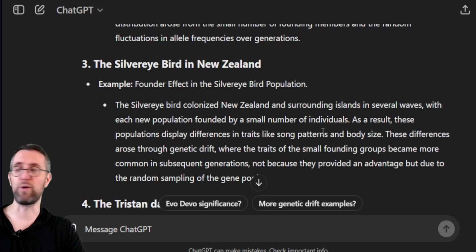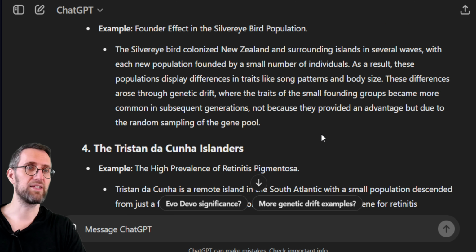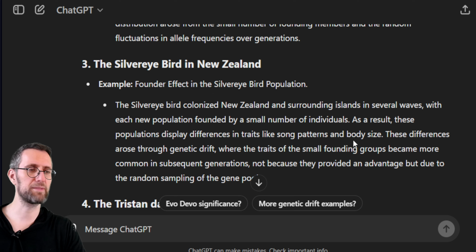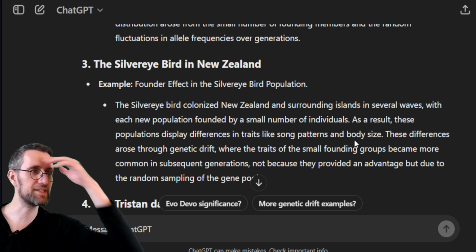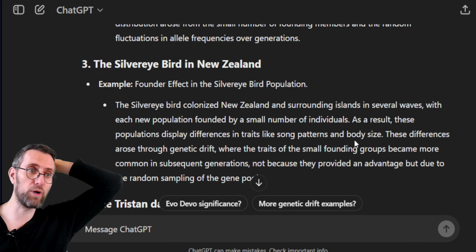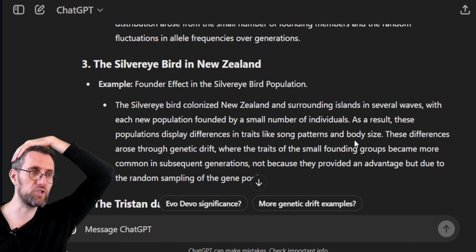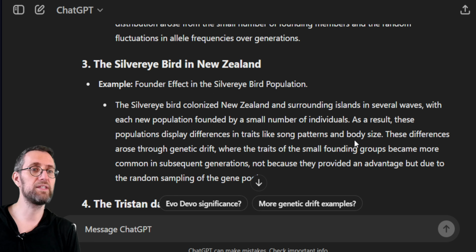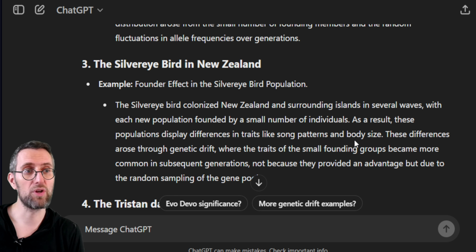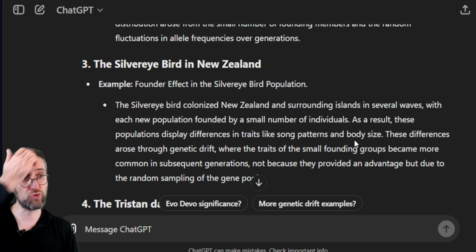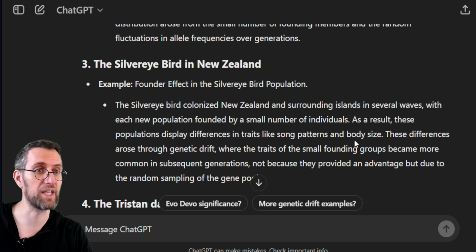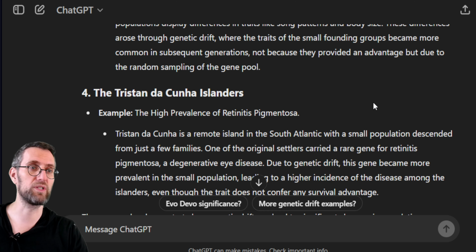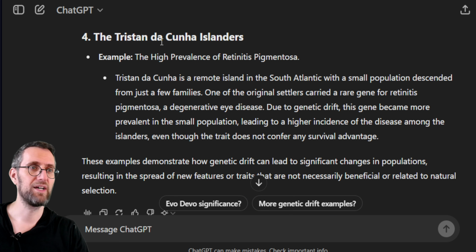The silver-eye bird in New Zealand. The silver-eye bird colonized New Zealand and surrounding islands in several waves, with each new population founded by a small number of individuals. As a result, these populations display differences in traits like song patterns and body size. These differences arose through genetic drift, where the traits of the small founding groups became more common in subsequent generations.